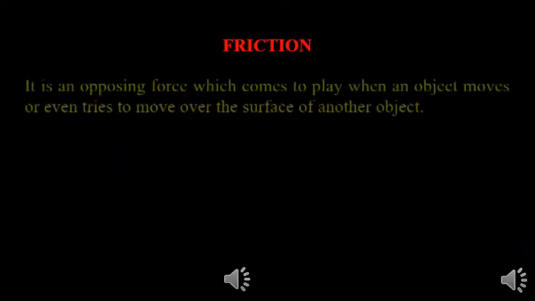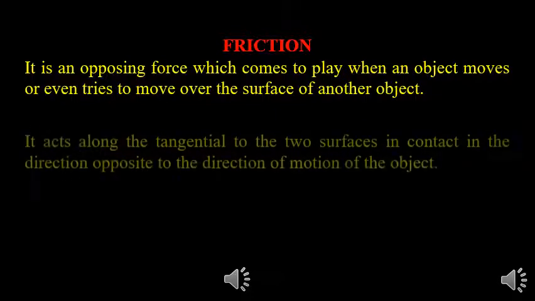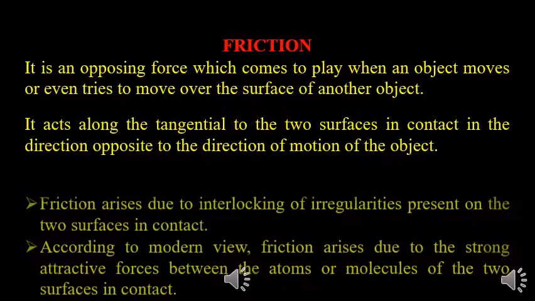Friction is an opposing force which comes into play when an object moves or even tries to move over the surface of another object. It acts tangentially to the two surfaces in contact, in the direction opposite to the direction of motion of the object.